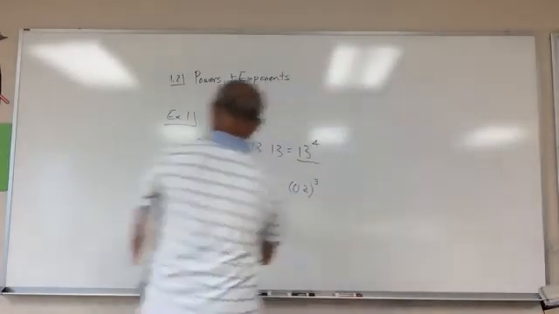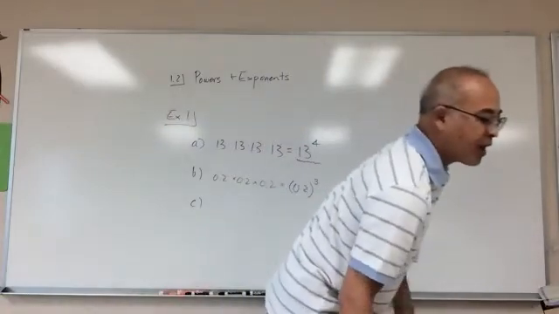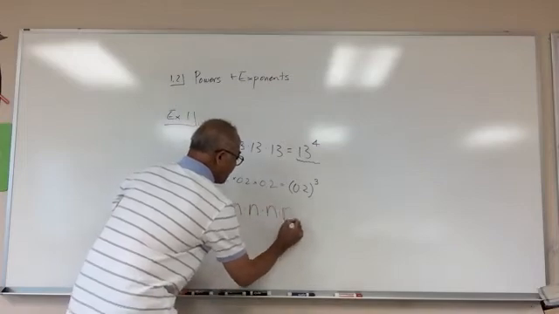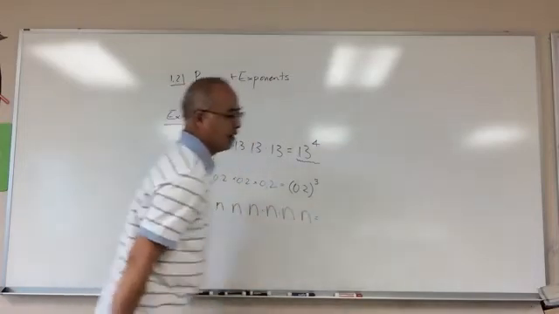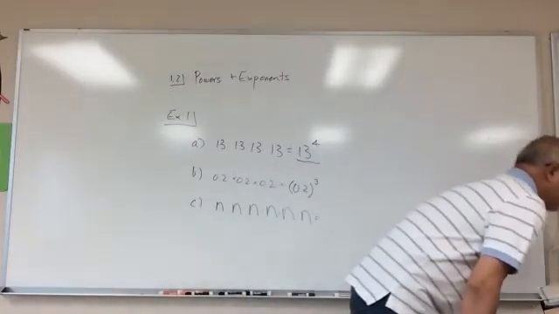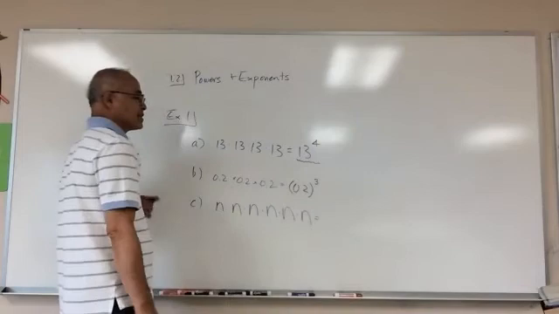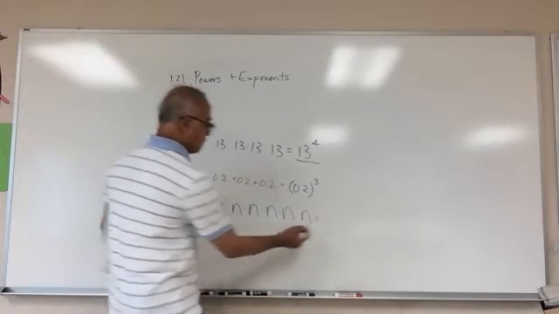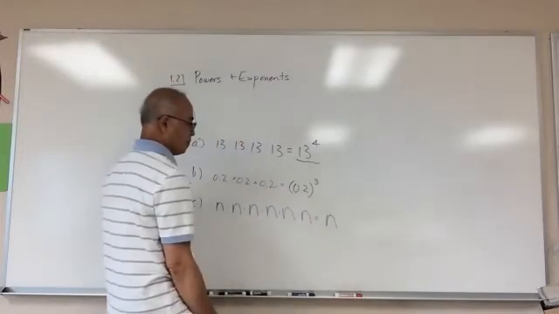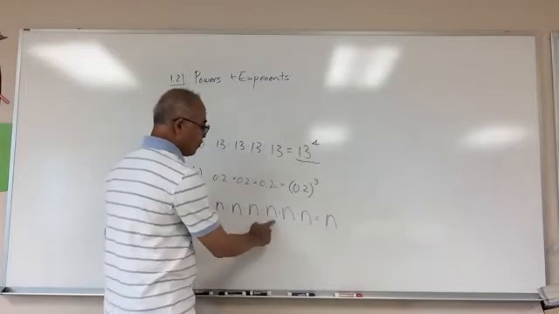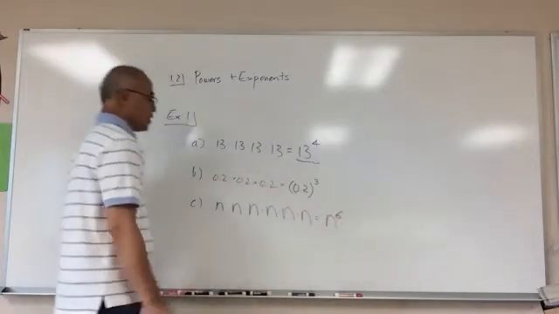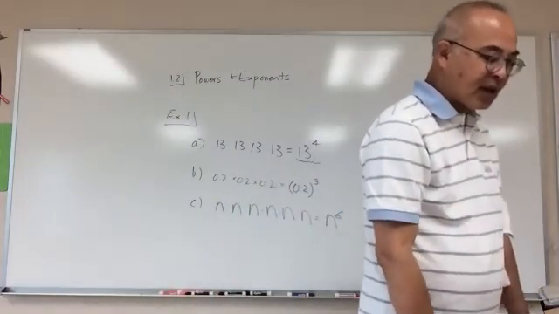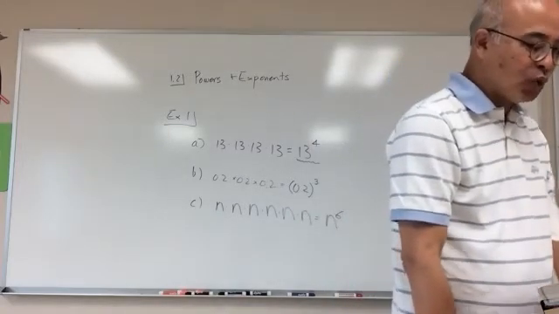C, we have n times n times n. How would I rewrite this? You put the n to the power of 6. 1, 2, 3, 4, 5, 6, n to the 6. Good job. I'm not going to do D, it's the same thing. Let's go to example number 2.